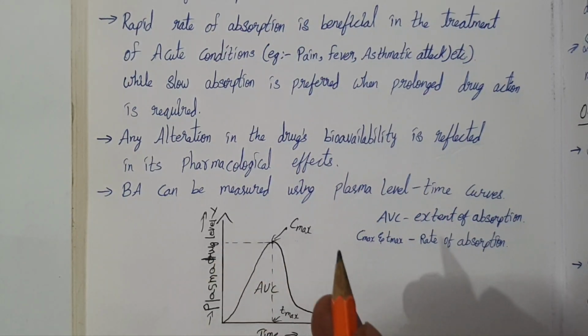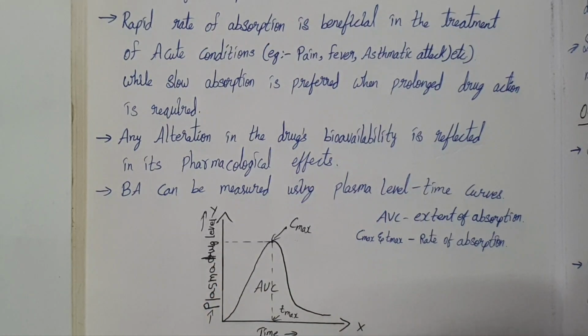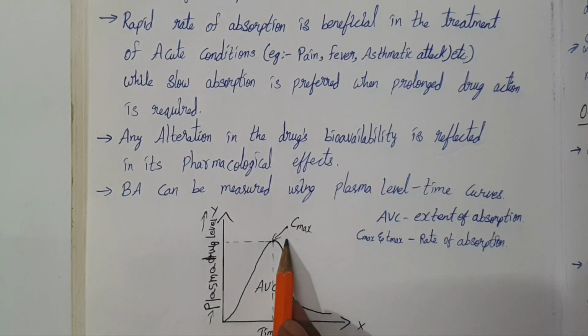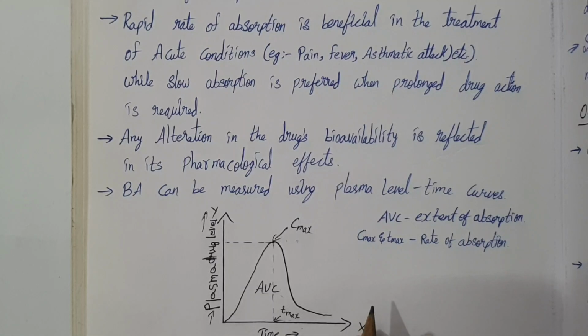To measure the bioavailability, we use plasma drug level and time curves from which we get Cmax, maximum drug concentration, Tmax, time to reach Cmax, and AUC, area under the curve, the extent of absorption.